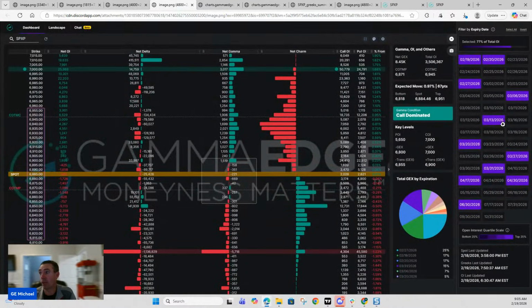But that 7,000 level overhead would be the key headwind or a hurdle to get above for a significant market price appreciation. All right, let's move into the upper quartile. The 77% you see today and tomorrow are contained within that upper quartile. So these are larger expiries, as you would expect heading into the monthly OPEX.